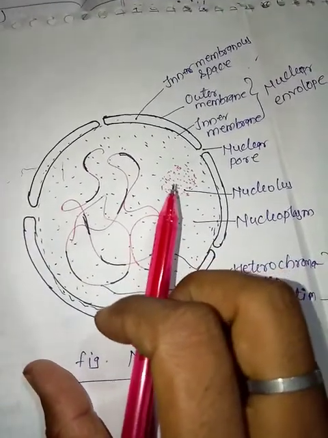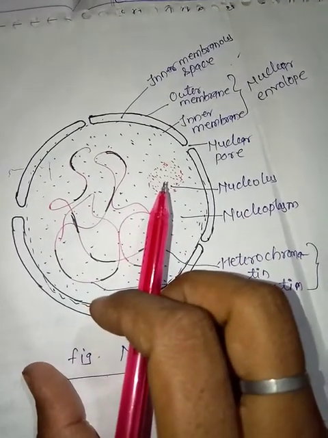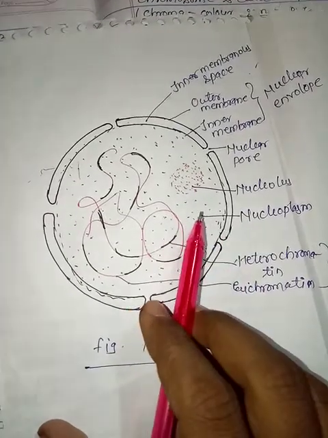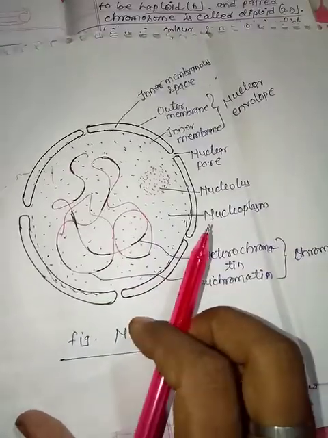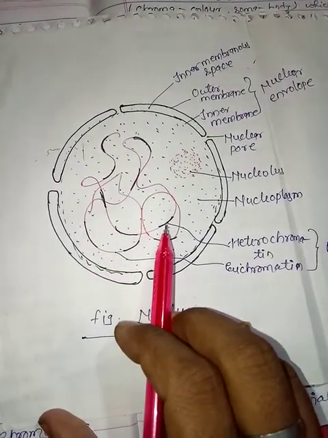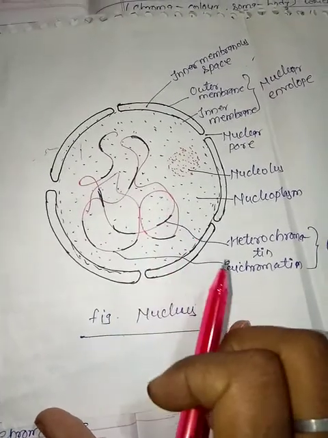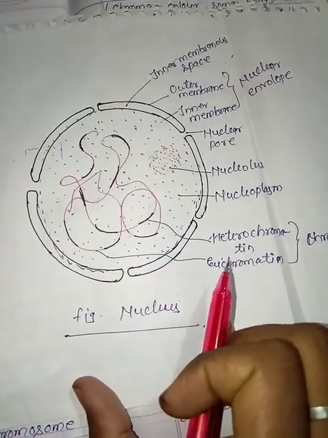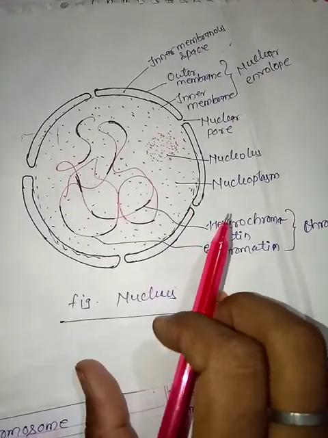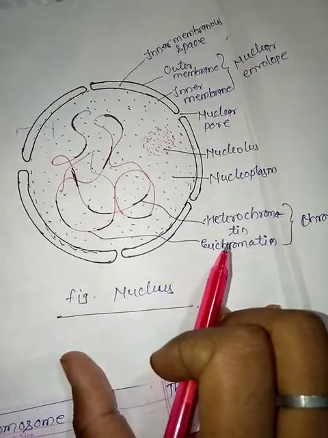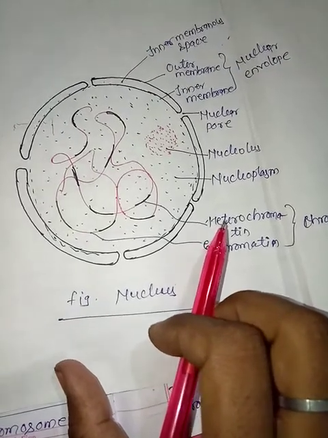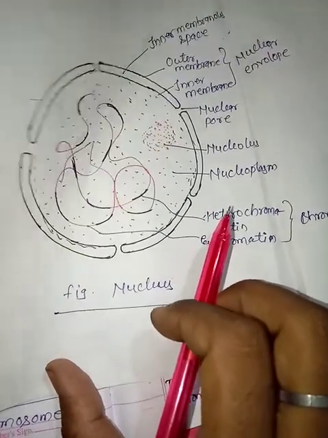The nucleolus is responsible for the synthesis of ribosomal RNA, which plays the most important role in the synthesis of protein. The matrix present inside the nucleus is called the nucleoplasm. Chromatin is present, dark in some places and light in others. The dark is called heterochromatin and the light is euchromatin. Heterochromatin takes the dark stain and euchromatin takes the light stain. Euchromatin is functional, but the function of heterochromatin is not understood presently.